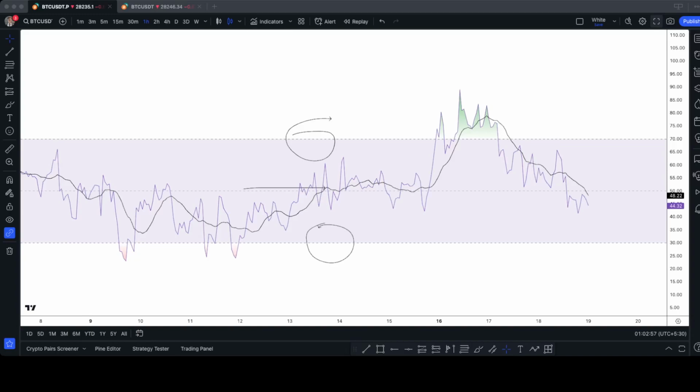15 minute, 30 minute, and at 1 hour. So at these times you can just find divergences to enter the trade. So yeah, I'll look at this first.